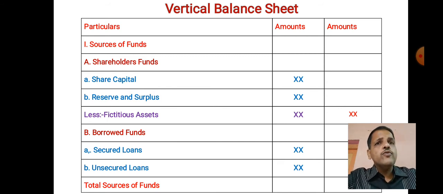Now, let us go towards the first section. First section is of equity and liabilities, and it includes two major heads. One is shareholders fund and other is borrowed funds. Now friends, shareholders fund means what? Shareholders funds are the funds of the owners of the business. Now, owners of the business are shareholders. The shareholders funds include two subheads. One is share capital and other is reserve and surplus.